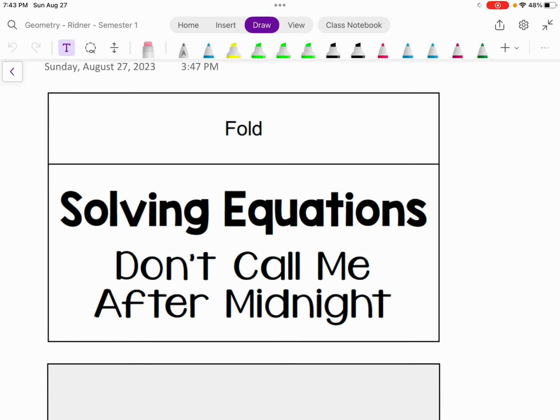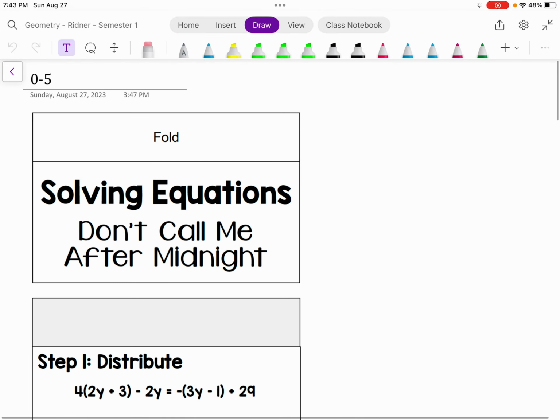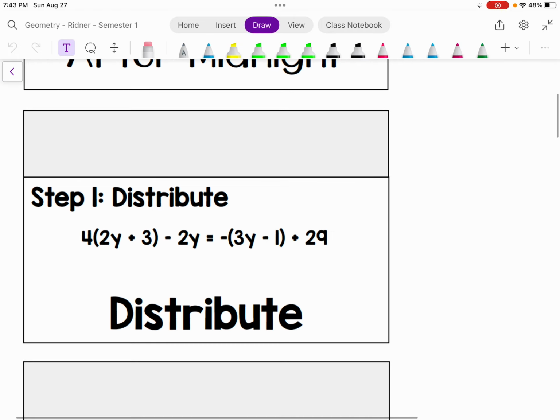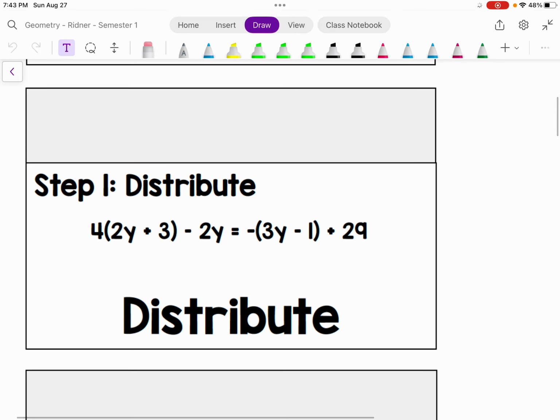All right, solve a little bit more difficult equations with me. We have this cool little foldable, and we are remembering the phrase, don't call me after midnight. And really, don't call me after midnight because I'm asleep. Anyway, the don't is for distribute. Remember, distribute means to multiply what's on the outside of the parenthesis with everything that's on the inside of the parenthesis. We're going to do that for every set of parentheses.